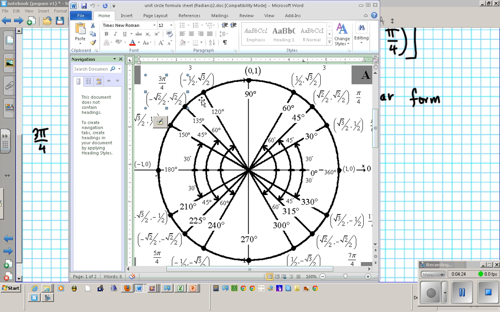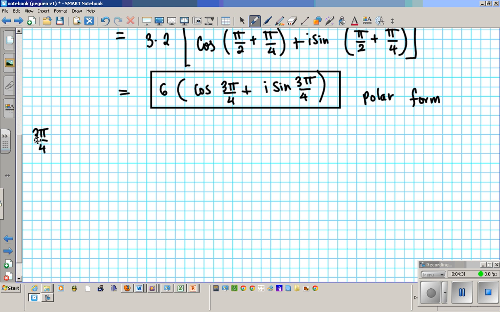So since 3 pi over 4 is on the unit circle, just extract the coordinates, negative root 2 over 2 and root 2 over 2. So 3 pi over 4 is negative root 2 over 2, comma root 2 over 2. Alright, remember the x coordinate is your cosine and your y coordinate is your sine. So I'm going to plug that in here. I'm going to have 6 times negative root 2 over 2 for cosine plus root 2 over 2 i. Alright, distribute the 6 to everything.